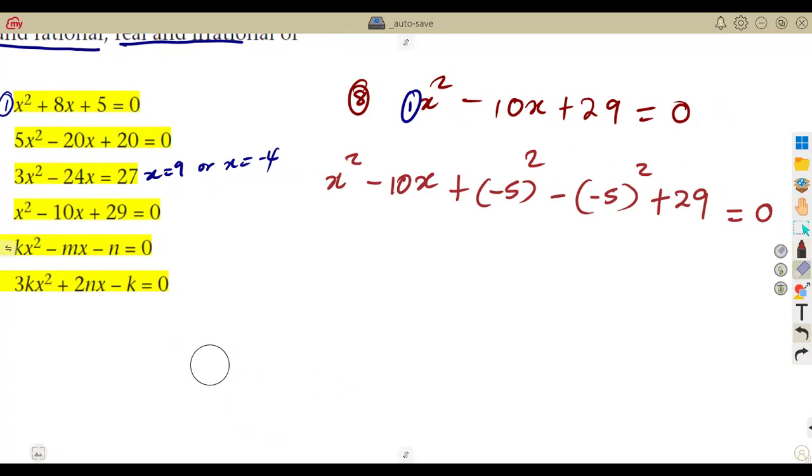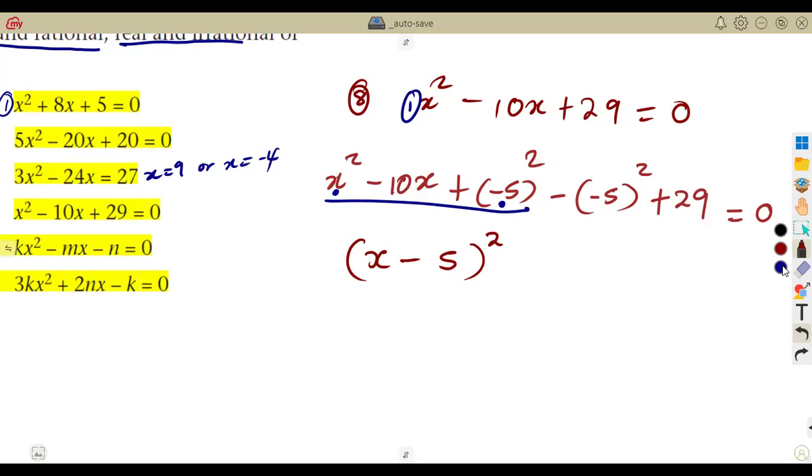You factorize as usual: x squared minus 10x plus 5 squared, minus 5 squared, which is the 25. You factorize that part, working with the first and the last term. That's x minus 5 squared. You can simplify the remaining part that we are seeing. Remember, the minus 5 squared is 25, so we've got minus 25 plus 29, which is a 4. So we're going to have a plus 4, and that's equal to 0.